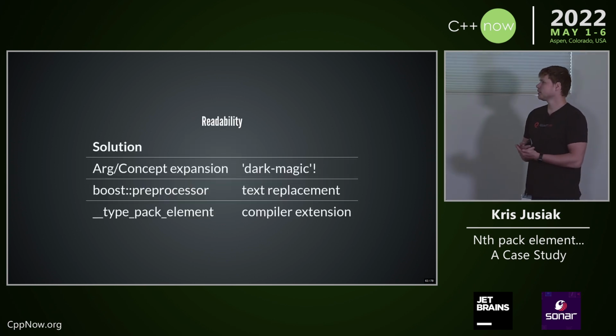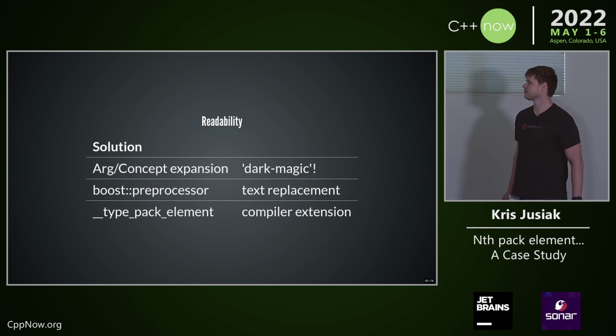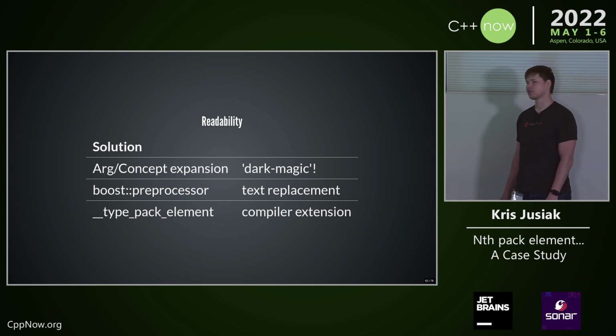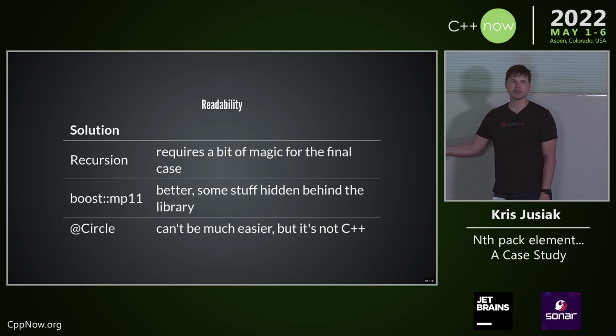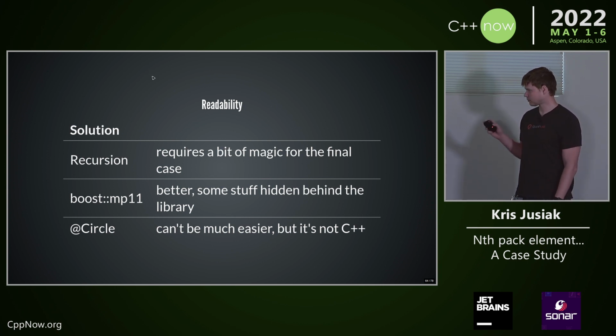So if you compare the readability, yeah, well, not a lot to say about that. Most solutions are kind of dark magic or require the preprocessor or compiler extensions. Recursion requires a bit of magic too. MP11 is a bit better. And the Circle approach is what we actually want, I think, in the language. But it's not C++, so for newbies, that would be difficult as well, because what is the syntax?